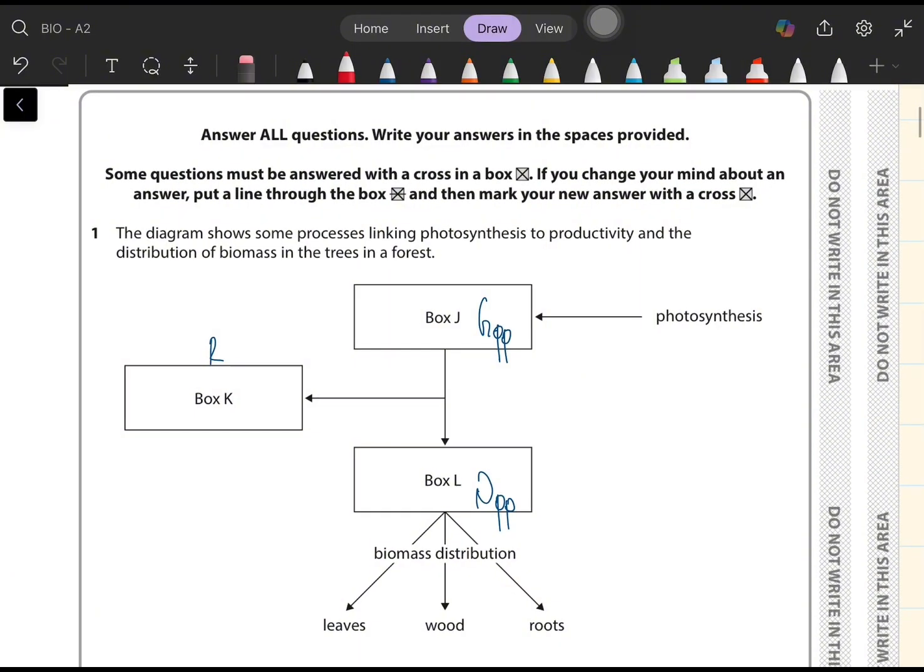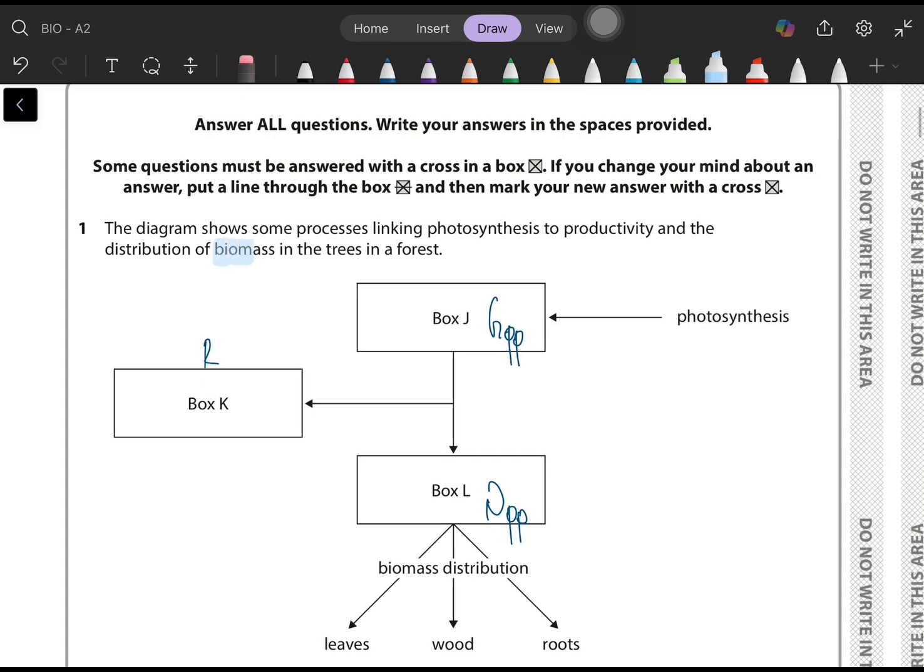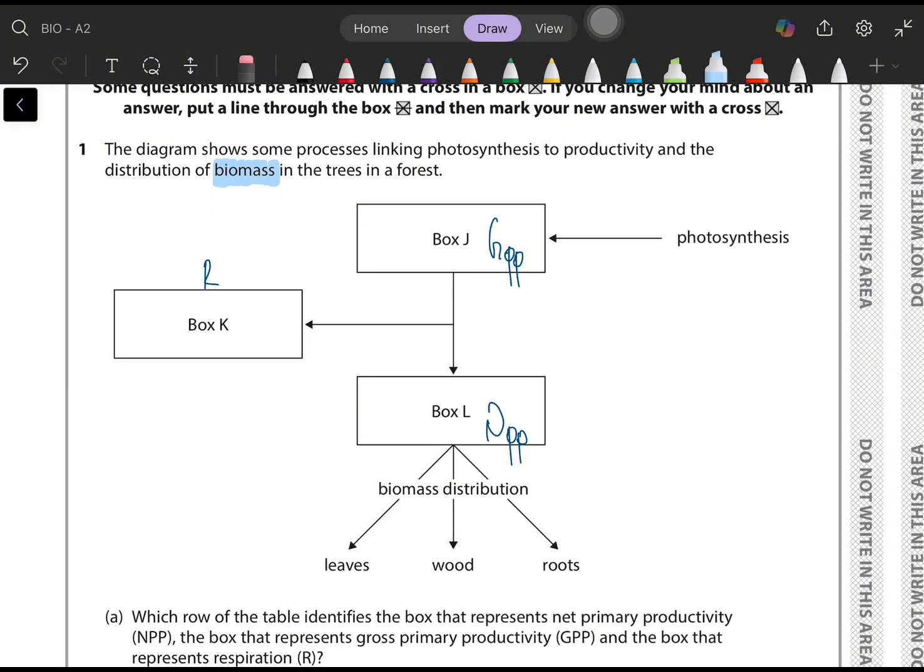Right, so the first question shows some processes linking photosynthesis to productivity and distribution of biomass in trees. Box J, photosynthesis, box K, box L, biomass distribution, leaves, wood. So this first thing here is going to be gross primary productivity.